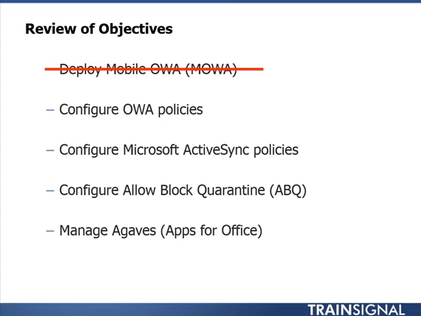Now, what exactly is agaves? And again, I may not know how to say it properly, but basically, this is apps for Office. So in our case, we're specifically looking at apps for Outlook. With these apps, which can be created by Microsoft or really any third-party developer, the ability is there to extend the application to bring third-party functionality to Office clients in a safe way.